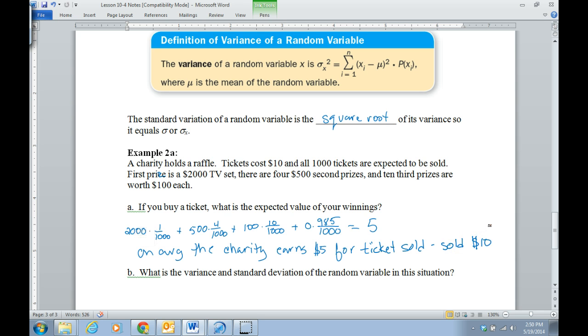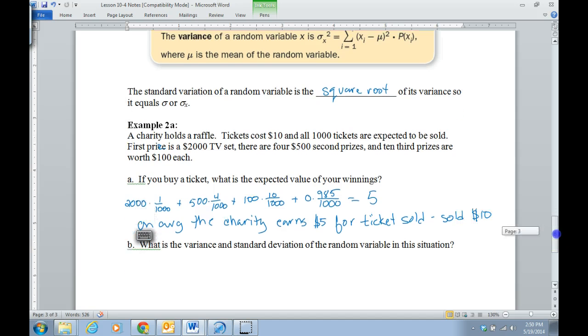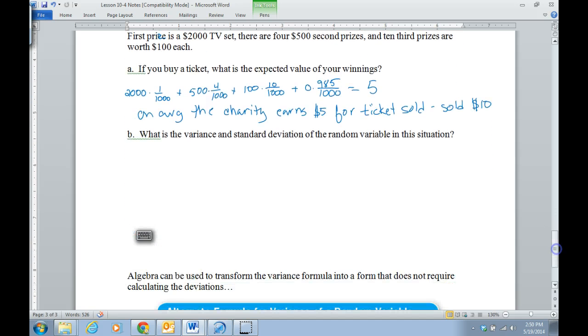Okay? All right. Part B. Part B says, what is the variance and standard deviation of the random variable in this situation? So there's quite a bit that we need to write down. We're going to make a little chart. So prize, which is X, is our first column. The probability of X is our second column.